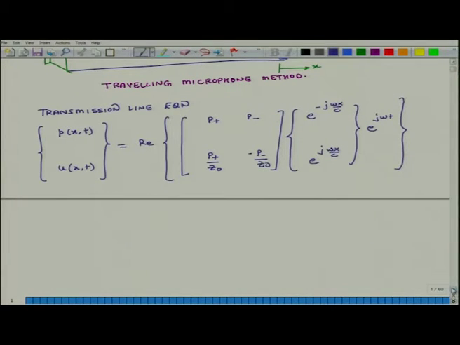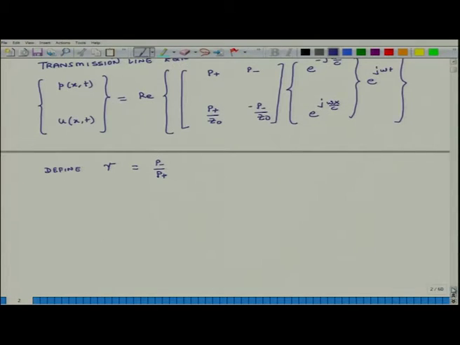Now, what we will do here is we will define a term called gamma. Okay. So, what is gamma? It is the ratio of p minus and p plus. So, p plus and p minus, they are constants, they can change with respect to frequency. So, this is p minus over p plus. I call this equation 1, this is equation 2.